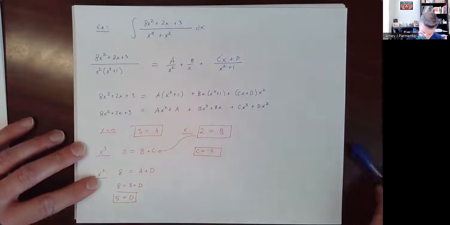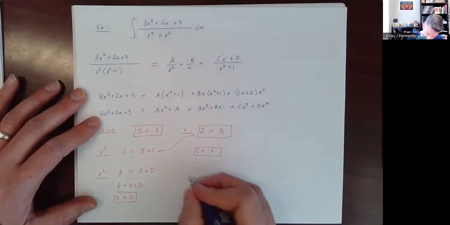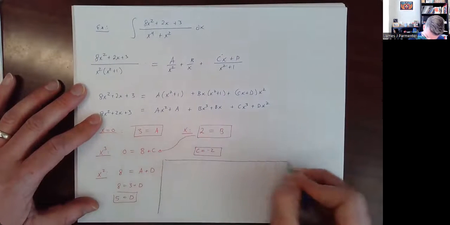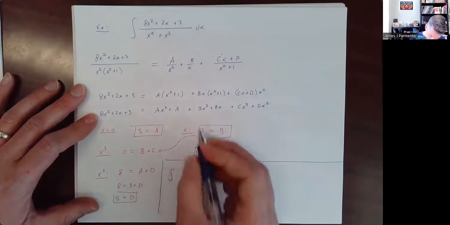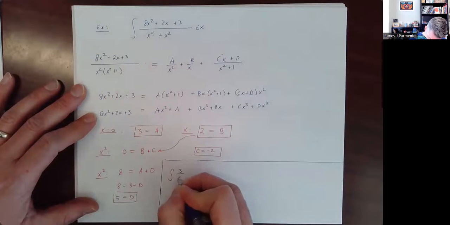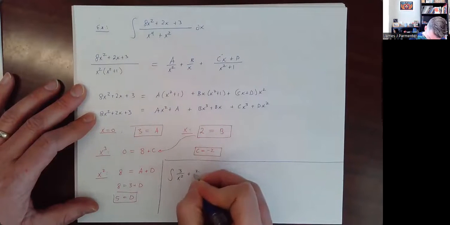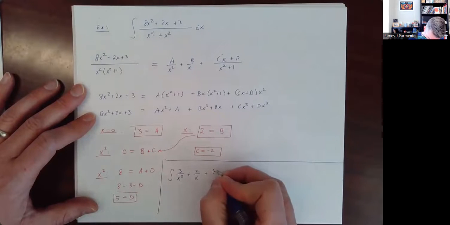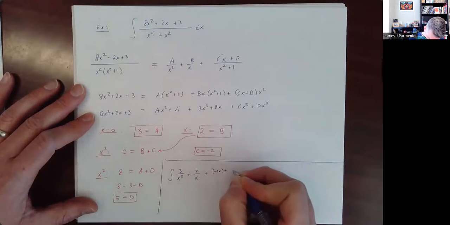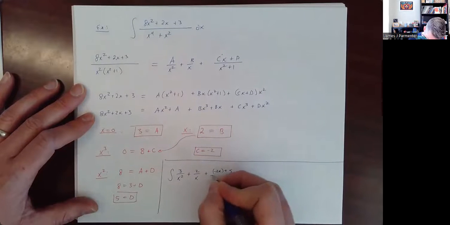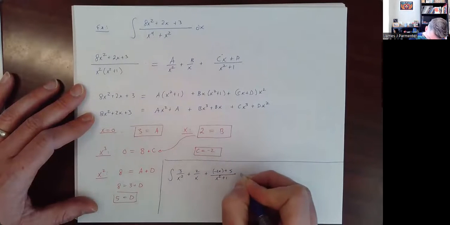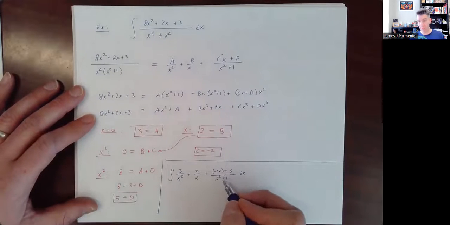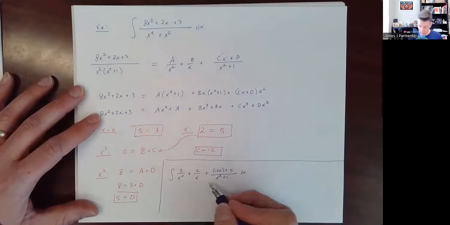Cool. So then we can rewrite our integral as the integral of a over x squared plus b over x plus cx plus d, so -2x plus 5, all over x squared plus 1. If you have something over x squared plus 1, or x squared plus whatever, you always want to break that up.